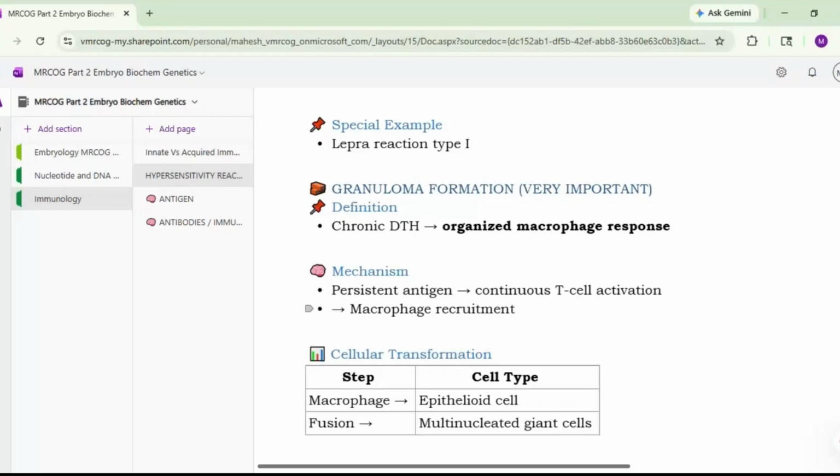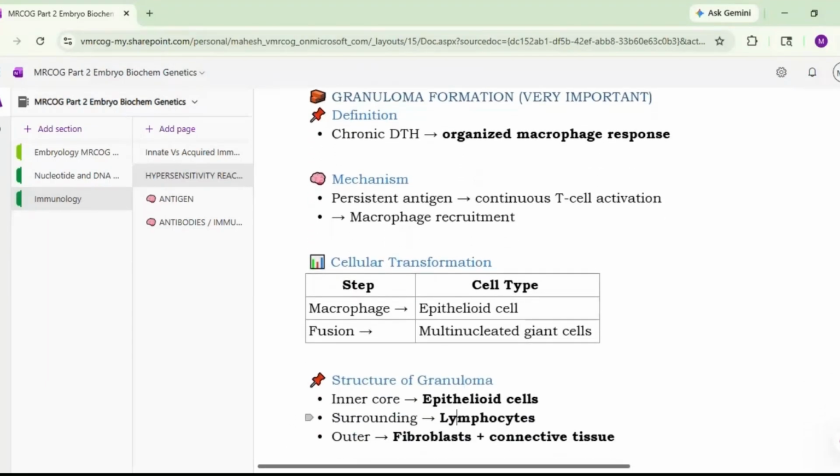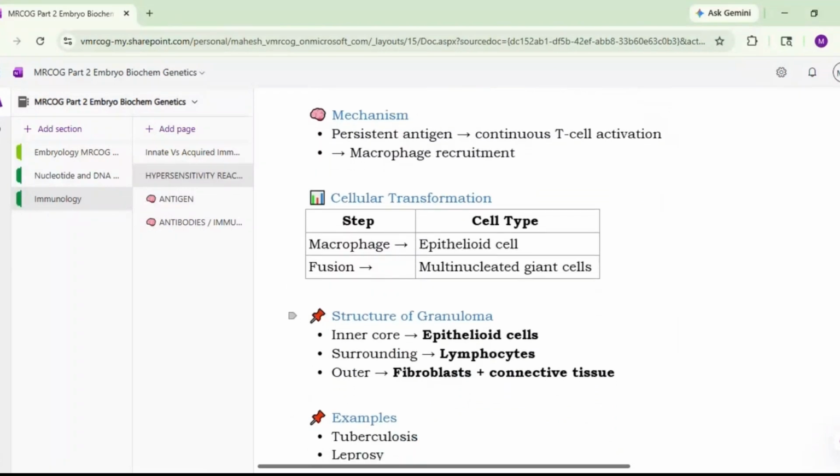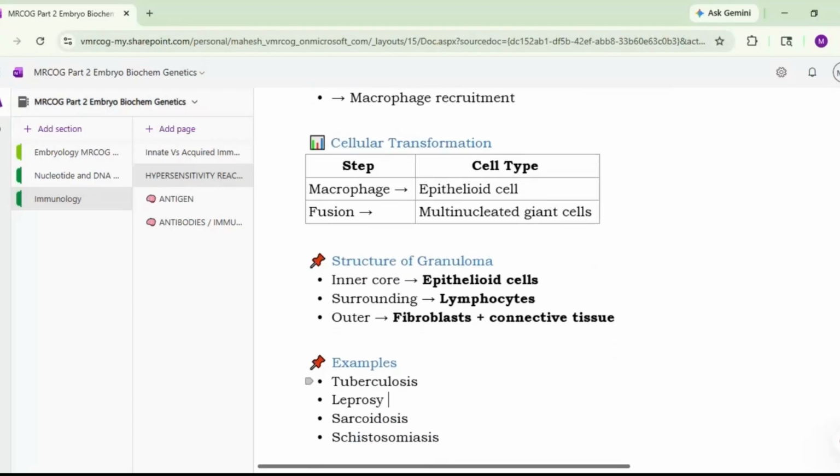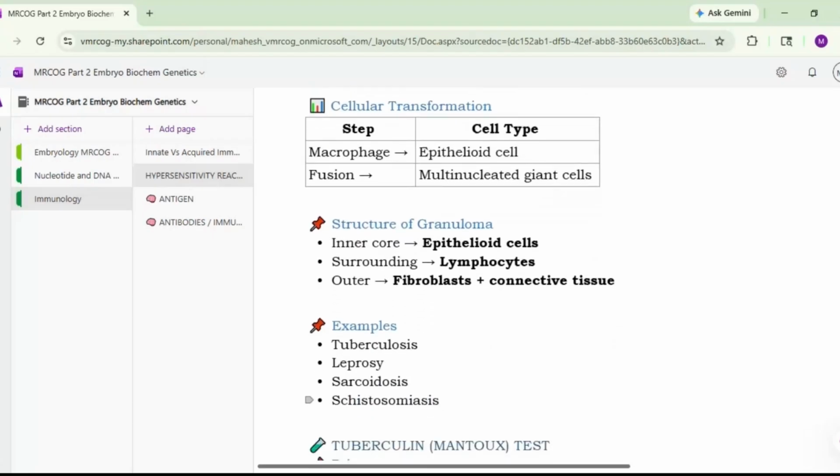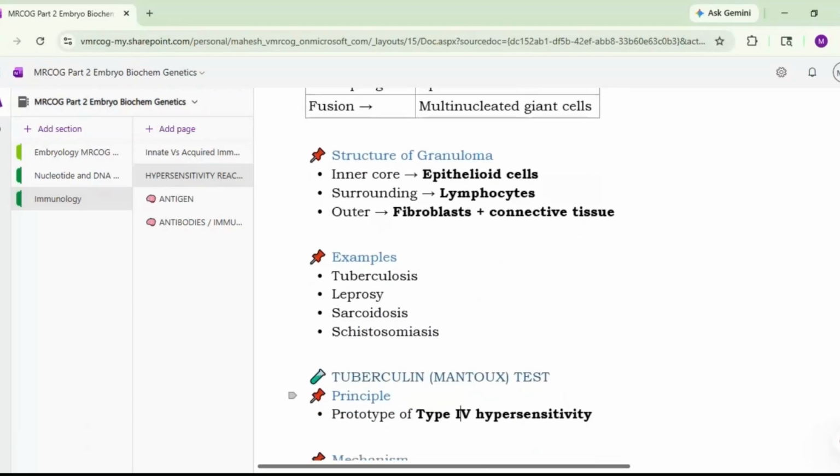There is more macrophage recruitment. These macrophages will get further differentiated into epithelioid cells. They will fuse and form the multinucleated giant cell. So what is the structure of a granuloma? You see an inner core of epithelioid cells surrounded by lymphocytes, surrounded by outer fibroblasts and connective tissue. Examples are tuberculosis, leprosy, sarcoidosis, schistosomiasis, etc.